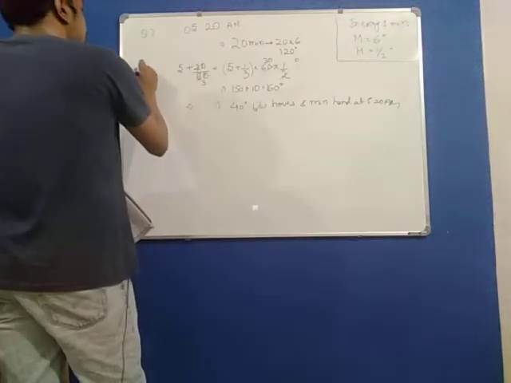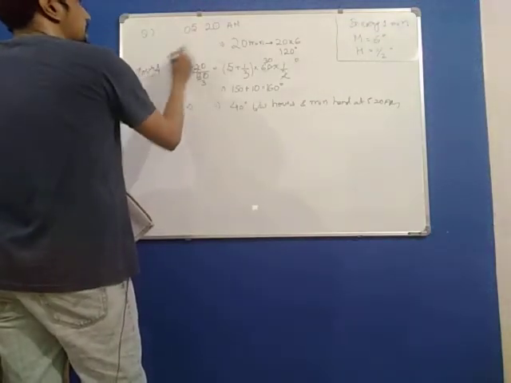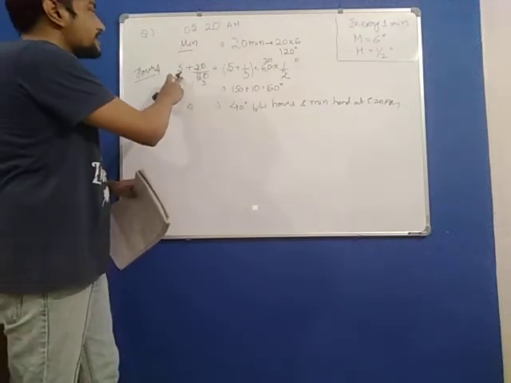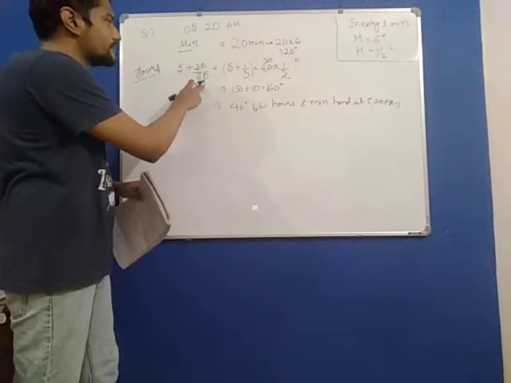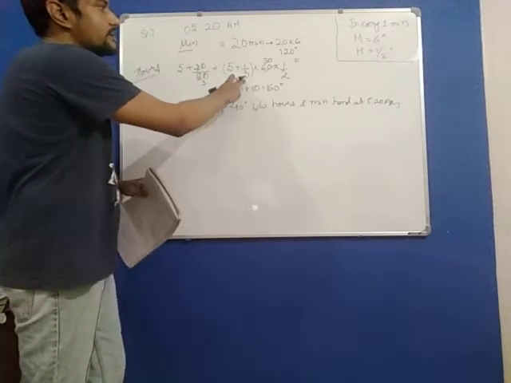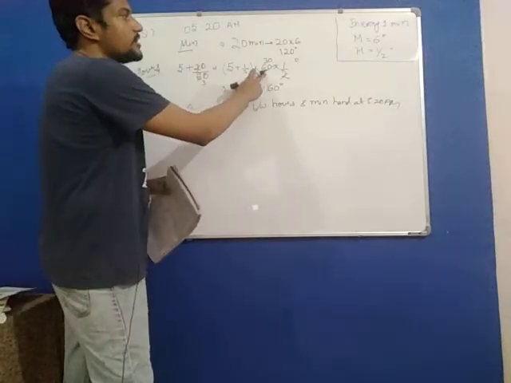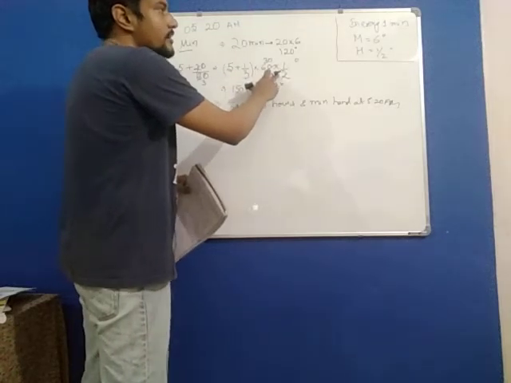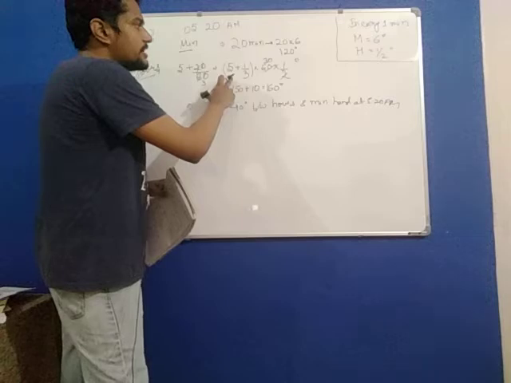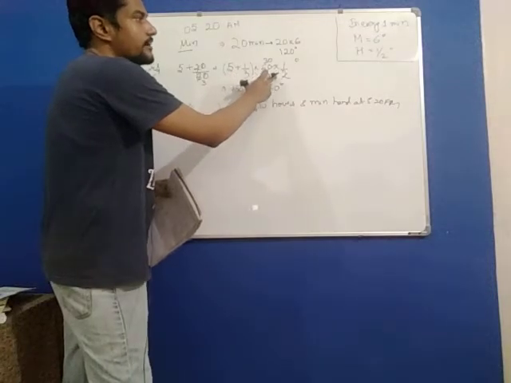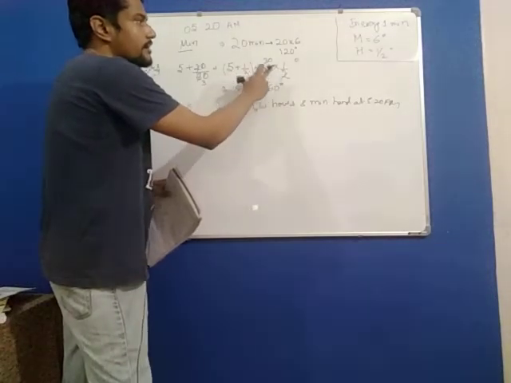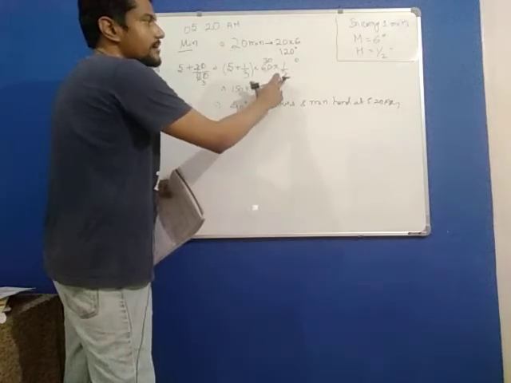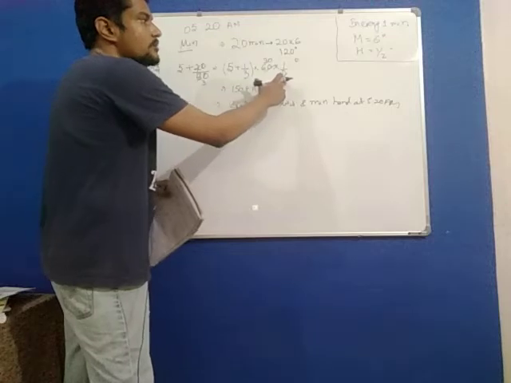So this is for the hours hand and this is for the minutes hand, because the minutes hand has travelled 20 minutes whereas the hours hand has travelled 5 plus 20 by 60, that is 5 plus 1 by 3 hours, or 5 plus 1 by 3 into 60 minutes. The angle subtended would be 5 plus 1 by 3 into 60 into half degrees, because in every 1 minute the angle subtended by the hours hand is half a degree, and therefore in 5 plus 1 by 3 into 60 minutes the angle subtended by the hours hand will be 5 plus 1 by 3 into 60 into half a degree.